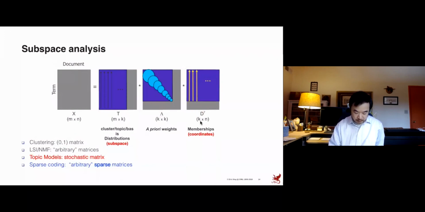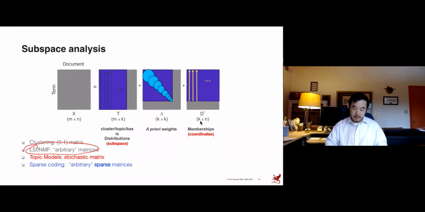We've seen, for example, LSI already, right? Which basically says that these two matrices are arbitrary. They are just the eigenvectors of some input matrix, and this one can also have arbitrary real numbers.